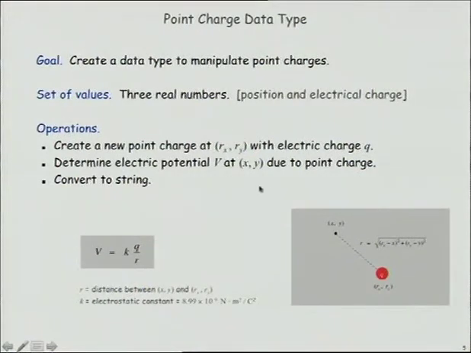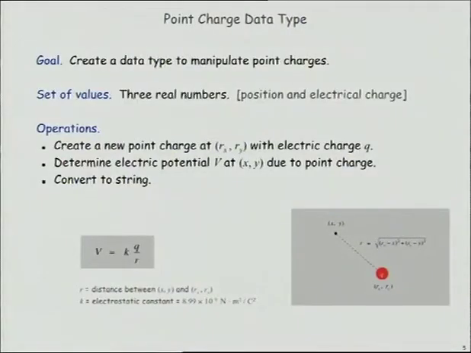So in other words, we want to model this. We want to work with point charges, and we want to abstract the concept of a point charge in our program. For that, we have to do a couple of operations. So what do we need? Well, we want to create a new point charge, and to create a new point charge, we need the position where it is, in this case Rx, Ry. We also have the electric charge associated with that particular point charge. And then we want to calculate, for a particular point charge, the electric potential at a point. And finally, we want to convert this point charge to a string. So those are the operations that we want to be able to do.